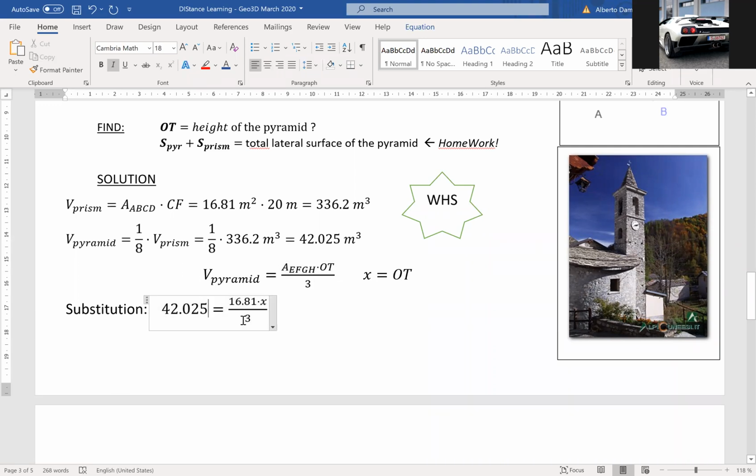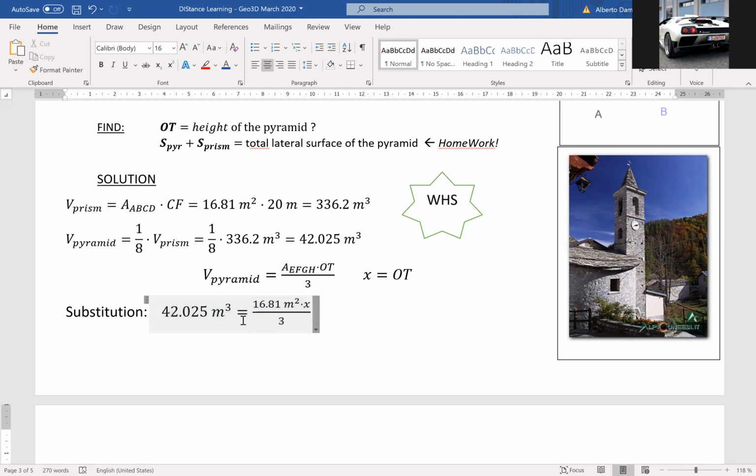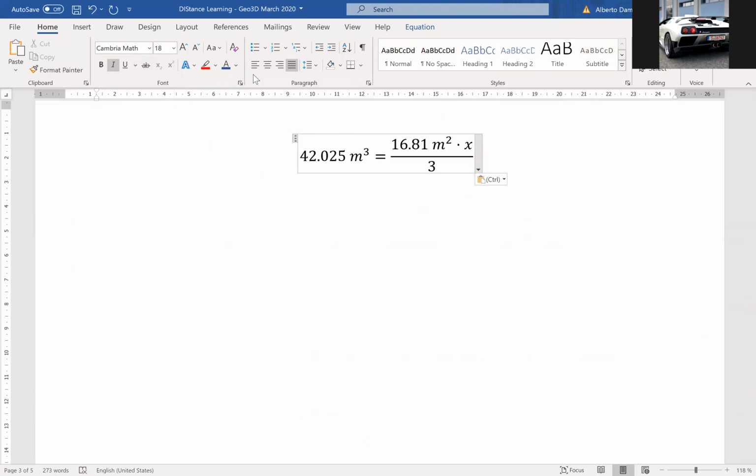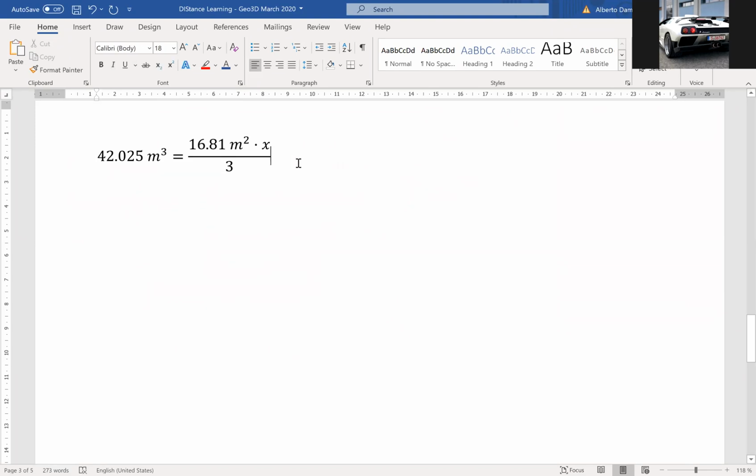I am missing a few things, which is the actual units. Anyway, I'm missing the units. Let me add them now. 16.81 meter cubed times X divided by 3. What do I do now? Well, you know what? I'm just going to copy this one and go to the next page to see if we can solve it decently, because now we just need to find X. Well, just need to find X, as if it was easy.